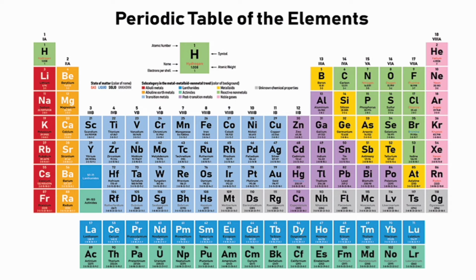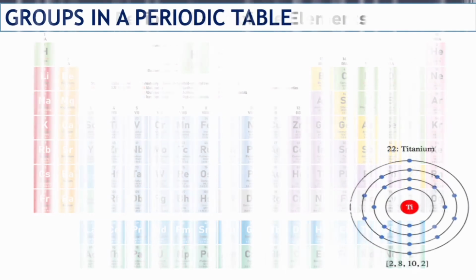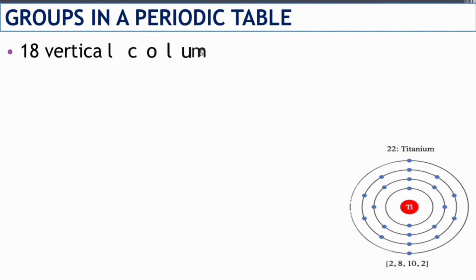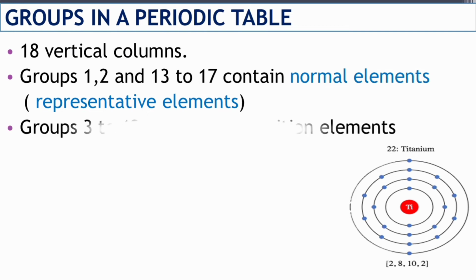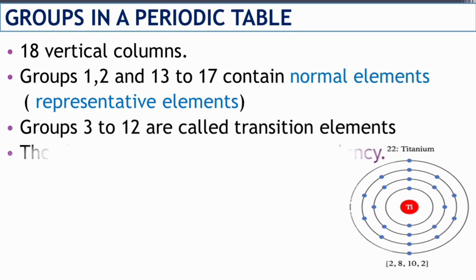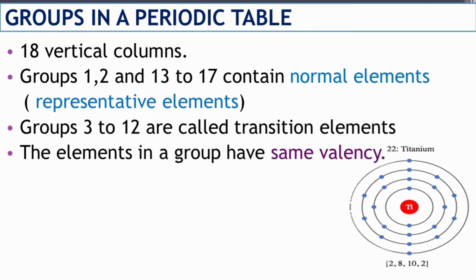Moving on to the groups in a periodic table. We have understood that groups are vertical columns seen in a periodic table, and in the modern periodic table you have 18 vertical columns. The first two groups and the groups from 13 to 17 contain normal elements, which are also known as representative elements. Groups 3 to 12 consist of transition elements. All the members in a group have the same valency.